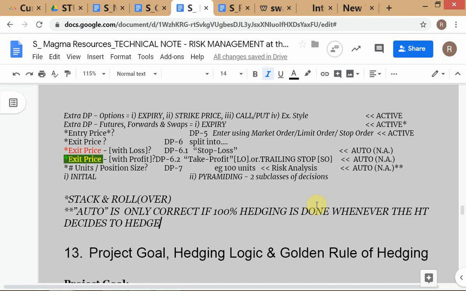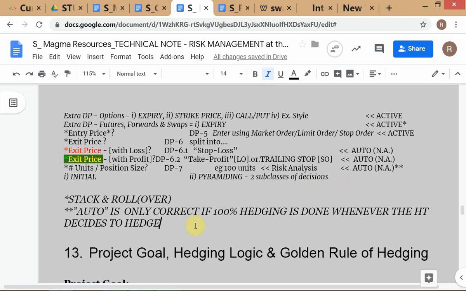So this answer of auto, as far as this particular decision problem is concerned, is only correct if 100% hedging is done whenever the hedging team decides to hedge, because you have your underlying position. If you have a rule that you are going to hedge 100%, to create a simple scenario that whenever you hedge, you will hedge 100%, then it is automatic because the position size is 100% of the underlying position, and the underlying position is not decided by the hedging team. It's pre-existing, like an exogenous variable, given from outside. So therefore that's why I'm saying auto. Are you able to follow that?